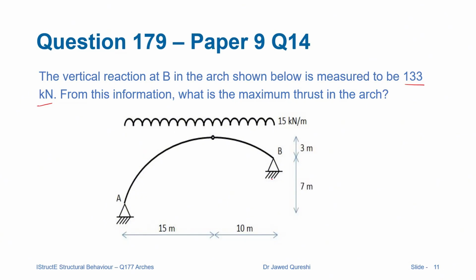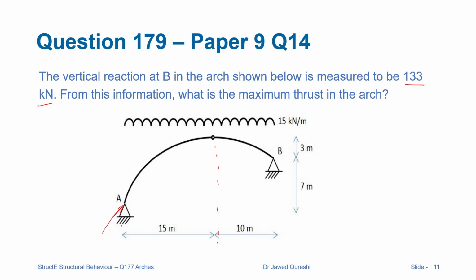And the maximum thrust, in my view, will be equal to the thrust on the left side, because on the left side at this pin we have more loading, and on the right side we have less loading. So first I will find out the thrust on the left side, and then I will prove that there will be some thrust at B as well, but it will not be as much as it is at A.